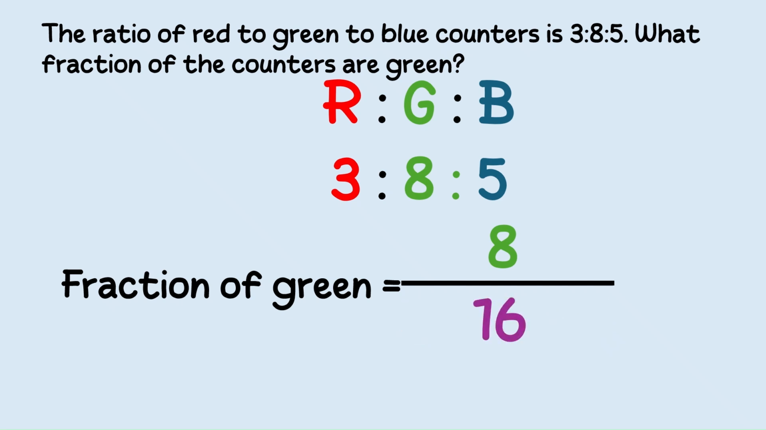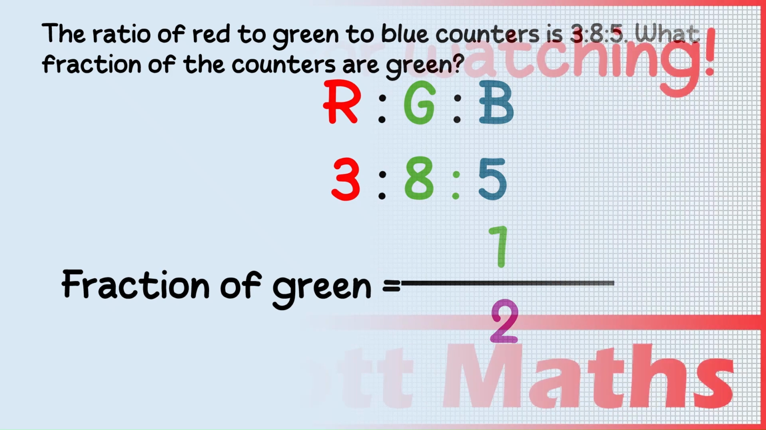This would give us 8 over 16, which we can then simplify by dividing both the top and the bottom by 8 to give us a final answer of a half.